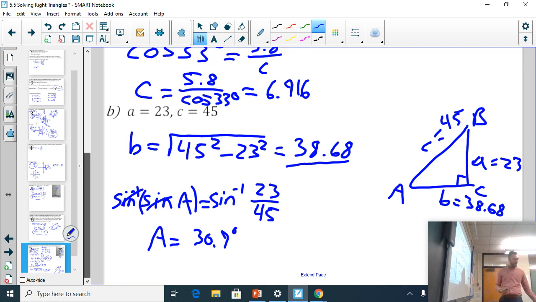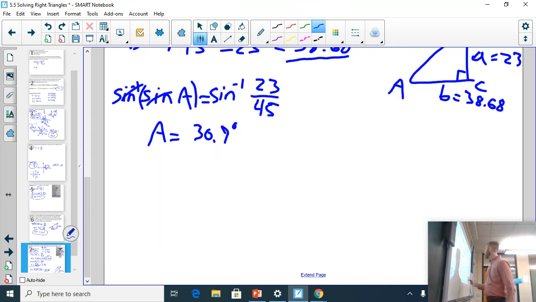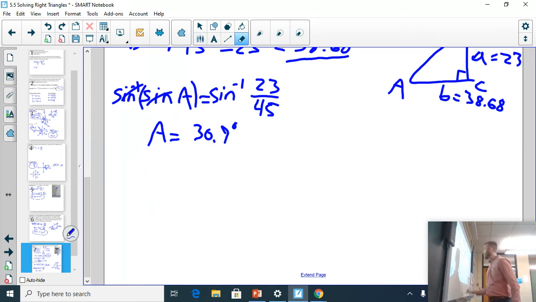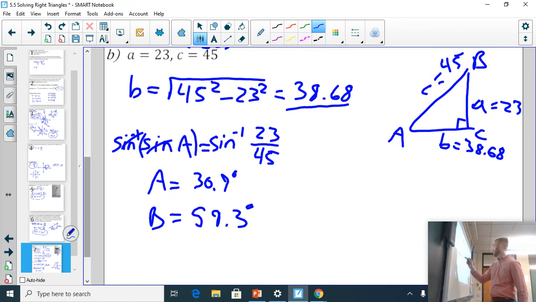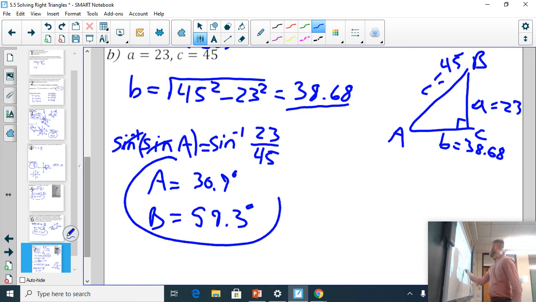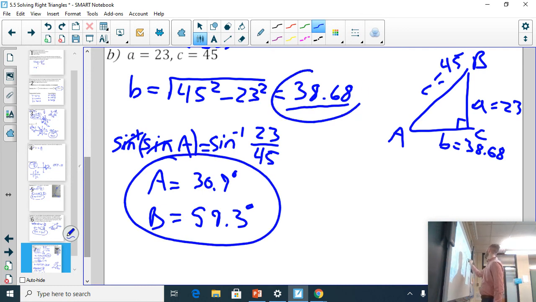And then right away, you already know what B is, right? Because that has to add to 90. So B is going to be 90 minus that, or 59.3 degrees. And there's those two, and B is nicely written over here. And so we're done solving that triangle. And that's going to wrap up 5.5, which is solving right triangles.